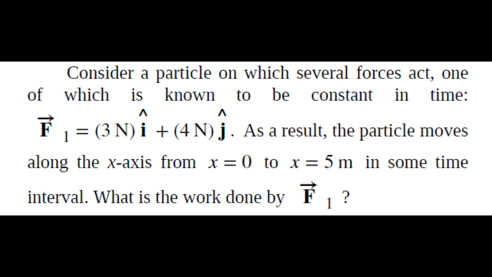Solution. Since F is constant and the distance moved has no y component, work done equals the x component of F multiplied by 5, equals 3 times 5, equals 15 newton-meters.